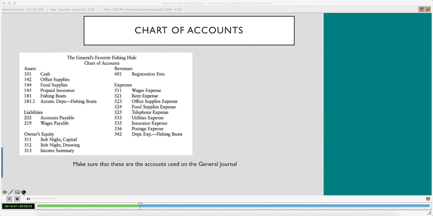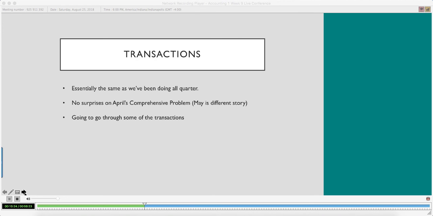The chart of accounts. CNOW is very finicky when it comes to using correct titles for the accounts. So instead of boats, make sure you use fishing boats. And so that's just one of the little things. I know it's been checking you guys all quarter. You're used to it, but since this is 30% of your grade, make sure you take the time to go slowly through the assignment. So, any questions at this point?